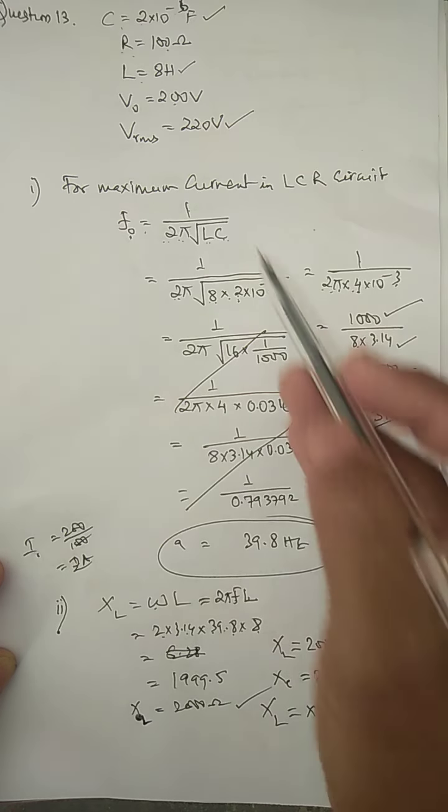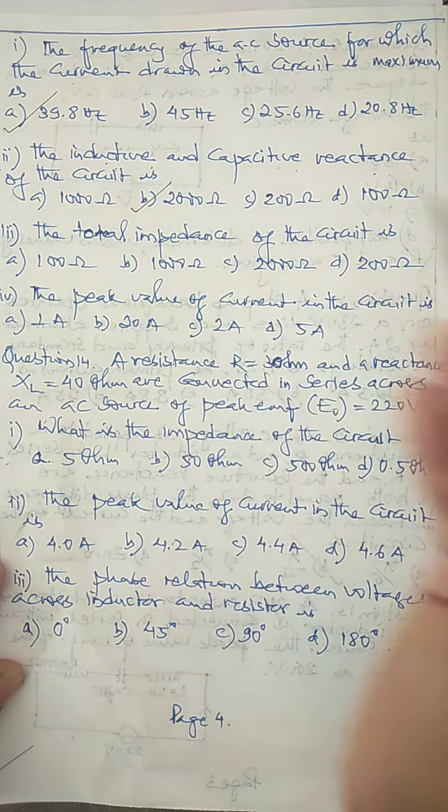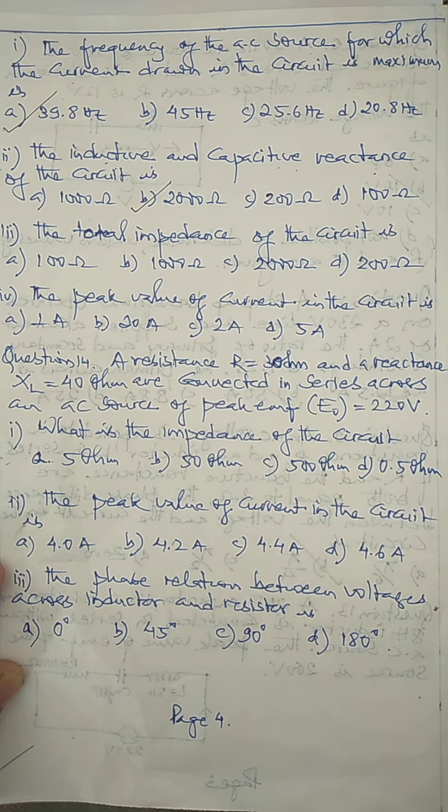So the correct option is, you can see, option number B. Yes, 2000 ohm. So for the second part of the question, option B is correct.